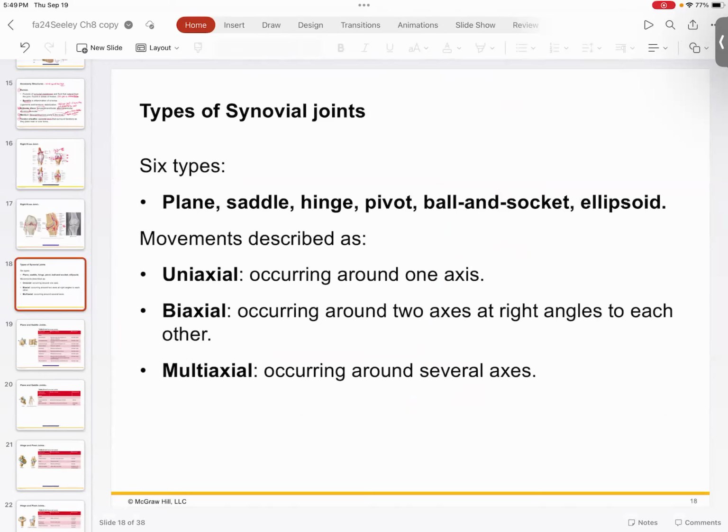Okay, before we move on, that's the synovial joint, by the way, which is like the poster boy of joints. So questions. How do you guys feel about the joints so far?